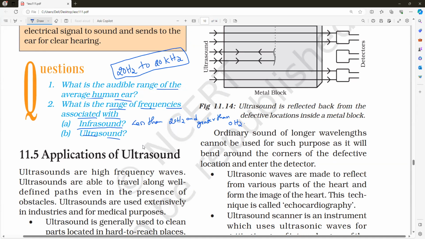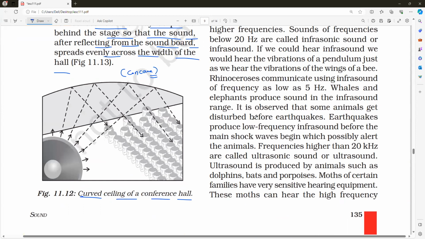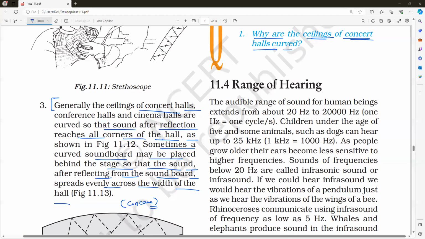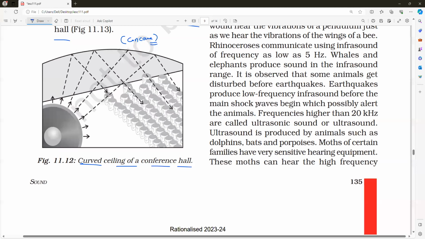Next, ultrasounds. What are ultrasounds? Frequencies greater than 20 kilohertz, and up to 10 power 7 kilohertz. So note it: 10 power 7 kilohertz. You can mention it in the book also. Range of hearing: the frequencies higher than 20 kilohertz are called ultrasonic sounds or ultrasounds.